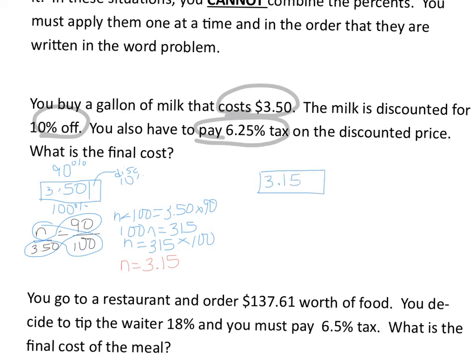When we go to do the second one, $3.15 is going to represent 100% of our cost. And we are adding on 6.25% in tax. So that means we're paying a total of 106.25%. So we set up our proportion.